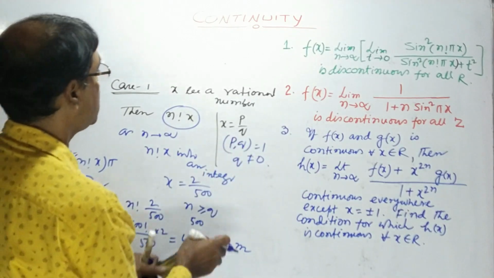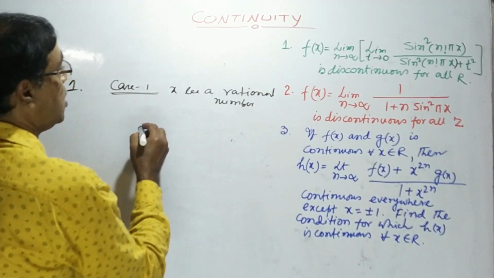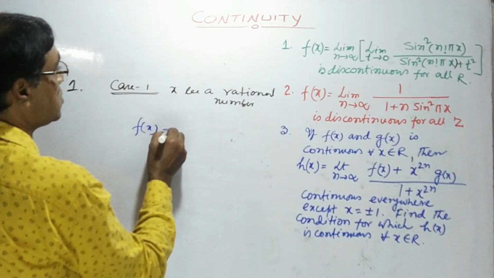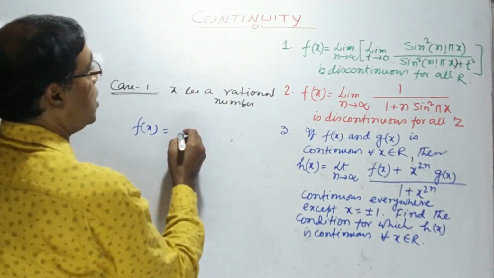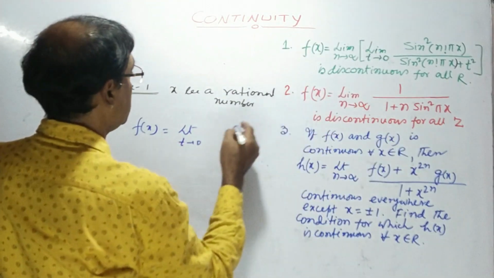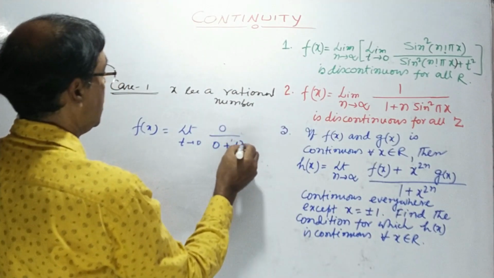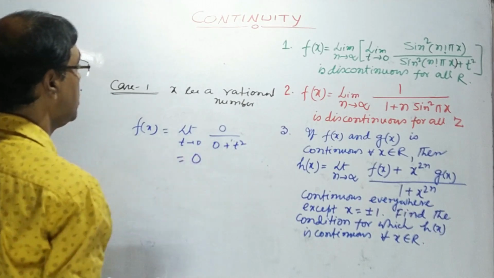And hence when x is rational, f(x) equals limit t tends to 0 of 0 by (0 plus t square), and this is equal to 0.